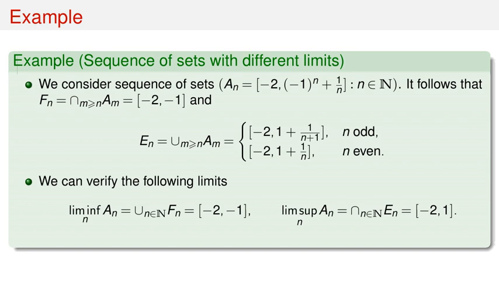We can then verify the following limits. The lim inf of A_n, which is the union over n in N of F_n, is the closed interval from -2 to -1. The lim sup of A_n, which is the intersection over n in N of E_n, is the closed interval from -2 to 1. Since lim inf is not equal to lim sup, this sequence of sets does not have a simple limit.